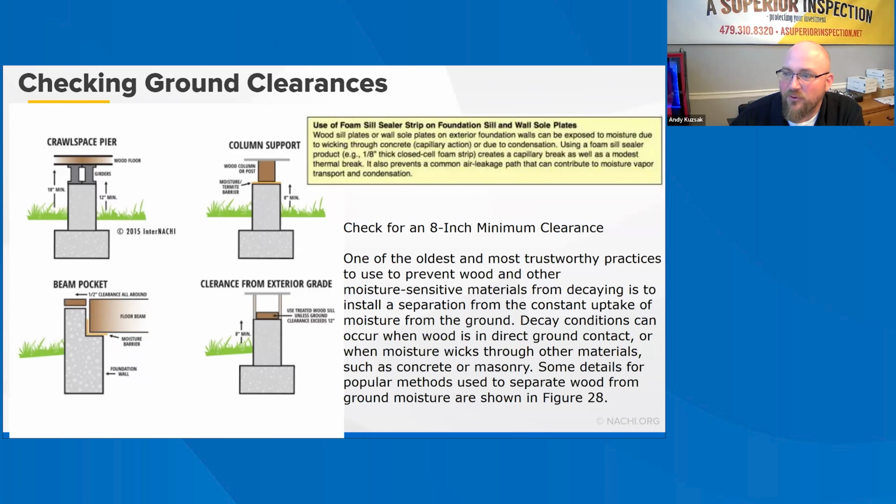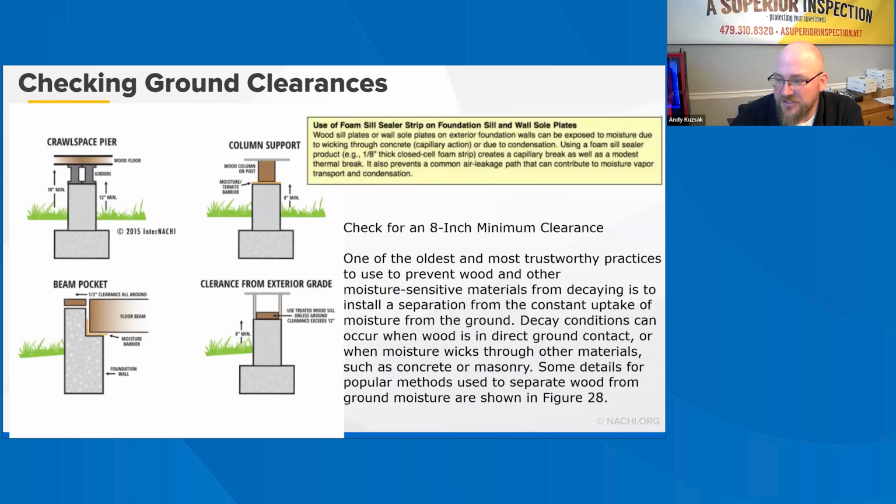Capillary breaks may be in the form of materials such as metal flashing, tarred felt paper, sill sealer foam stripping, and polyethylene. When wood has direct ground contact, or if clearances are less than those required, then preservative-treated wood or other moisture-resistant materials should be used. Most building codes require a 6-inch minimum clearance between untreated wood and the exterior grade, and some codes allow a 2-inch reduction in this clearance if brick veneer separates the internal wood materials from the exterior grade.